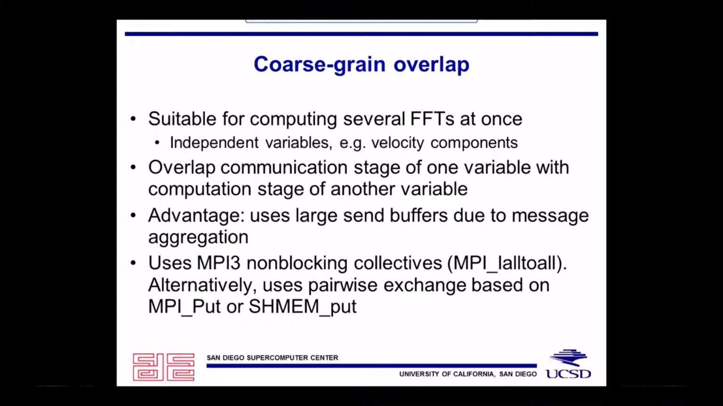Here I mentioned coarse-grain overlap, which is the idea that if there are several independent variables, such as velocity components, we can overlap the communication stage of one variable with the computation stage of another variable.